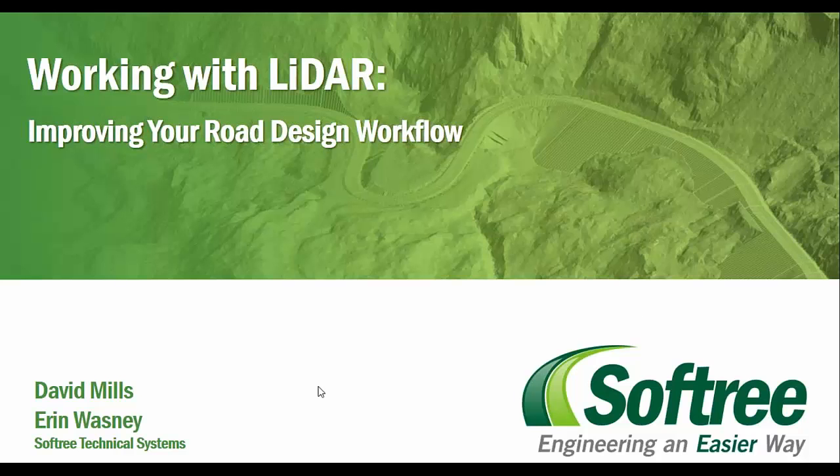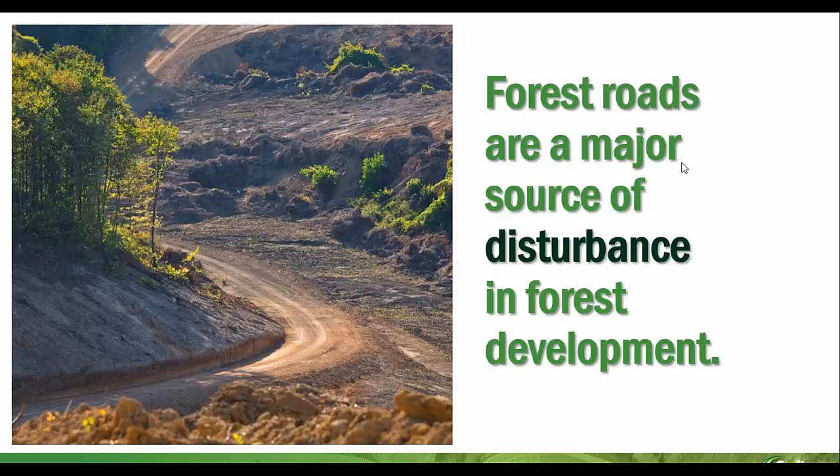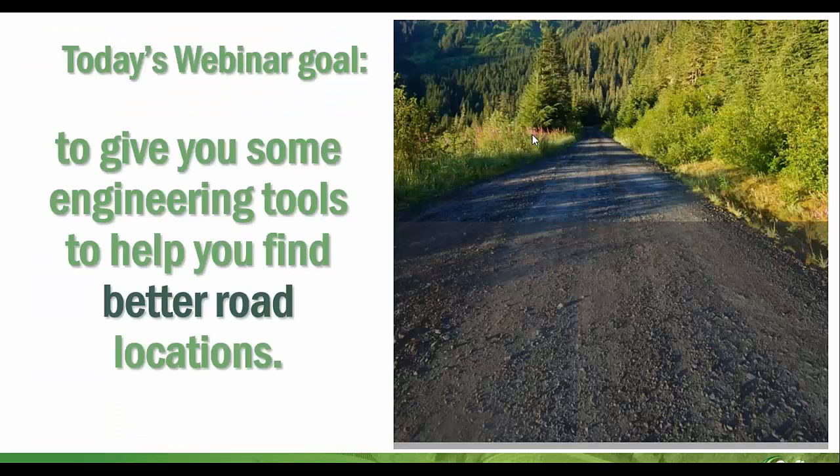And let's get started. So I'm sure, as most of you already know, road construction is one of the most expensive components of timber harvesting. Forest roads are a major source of disturbance in forest development. The alignment of the road affects the natural slope and drainage and increases the chance of soil erosion and landslides. So the location of these roads is really important.